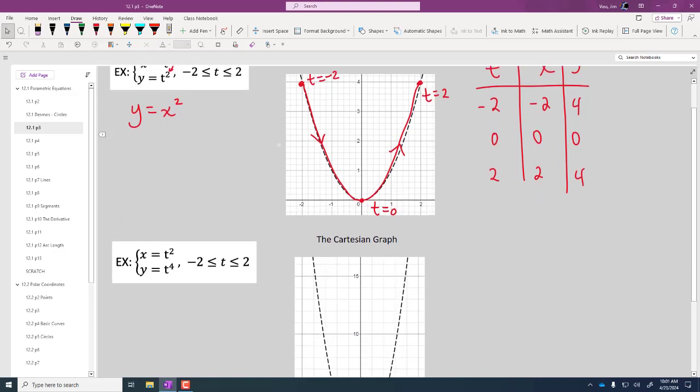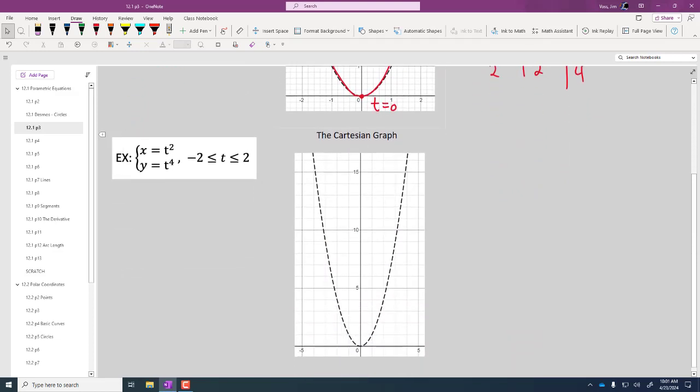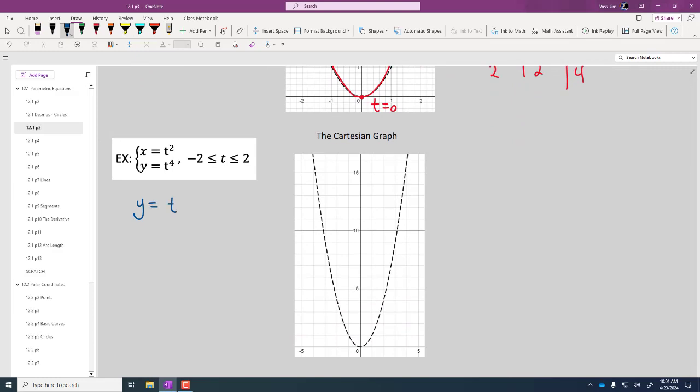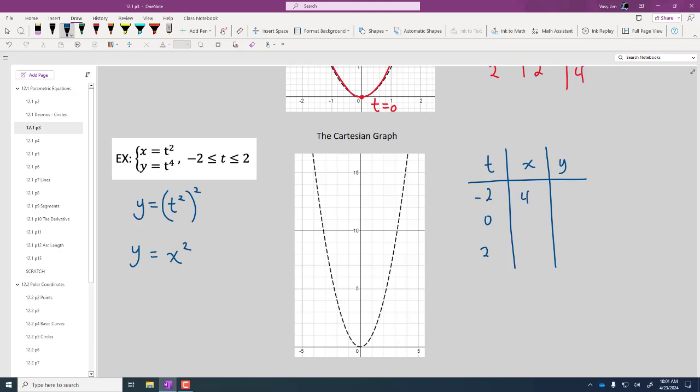Now this one down here has the same Cartesian curve, right? When we look at this, same Cartesian curve. So y equals t to the 4th, we can think of that as t squared squared. So this is going to be y equals x squared. So we get the same exact Cartesian curve, same dashed curve over here, but then we go to our t values and we say, okay, well, what's happening? Is there any restriction from those t values? So let's again do -2, 0, and 2. So -2, if we plug that in, yeah, 4, 16.